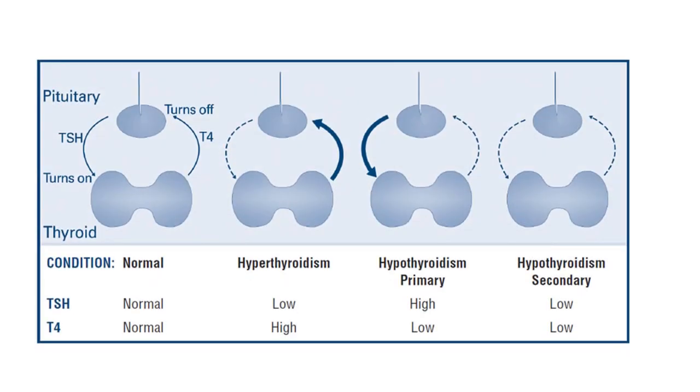So this is the picture showing the relationship between the TSH level and the level of total T4 and T3. When the thyroid condition is normal, there will be the normal level of TSH and normal level of T4, while in hyperthyroidism there will be the low level of TSH which is associated with increased level of T4. In primary hypothyroidism there is an increased level of TSH and decreased level of T4. In secondary hypothyroidism there is a decreased level of TSH as well as decreased level of T4.